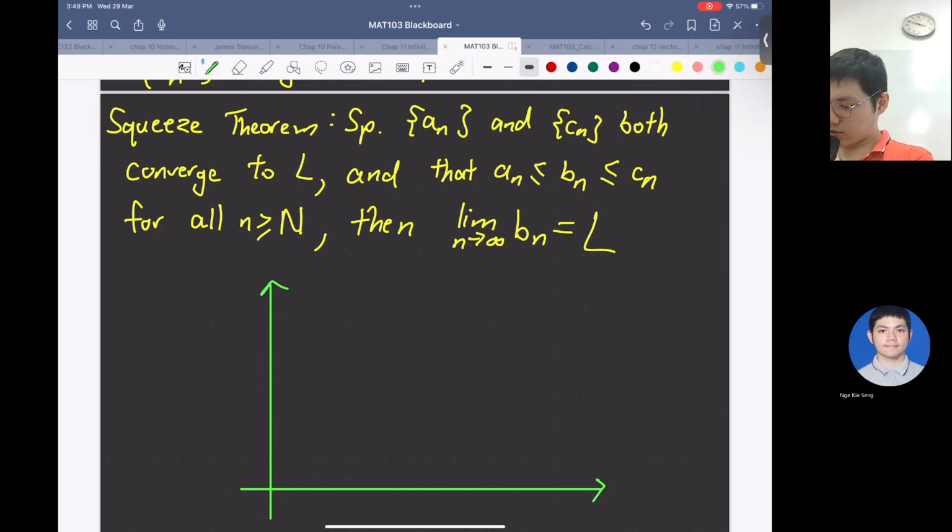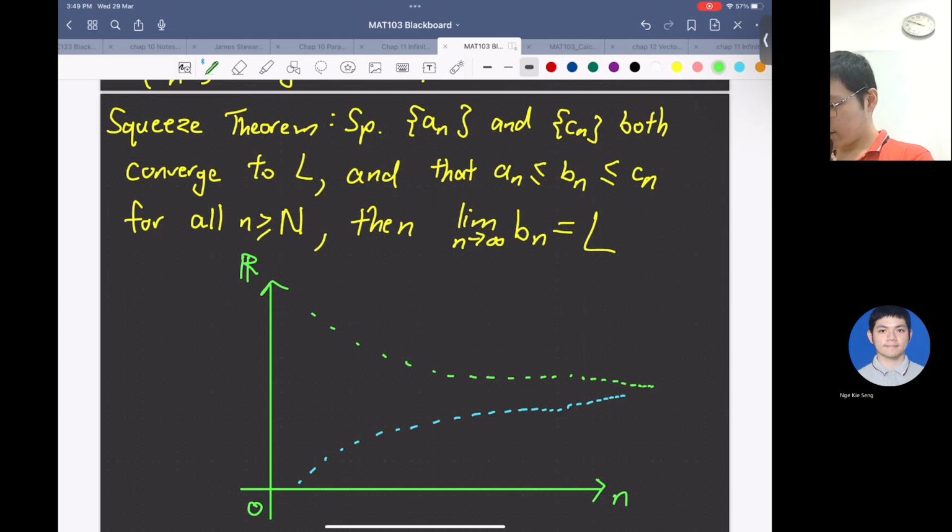Okay, so put a 0 here, put an n here, put an an. Here's so many an, so many, put r here. So maybe we got an a coming down, for example, and maybe we got a c going up like this. They converge to some L. So let it converge then.